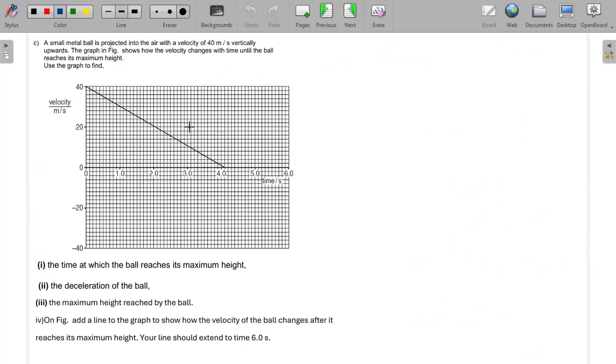Let's go to the next question, which is question C. Question C is saying a small metal ball is projected into the air with a velocity of 40 meters per second vertically upwards. The graph in the figure shows how the velocity changes with time until the ball reaches the maximum height. Use the graph to find 1, the time at which the ball reaches its maximum height.